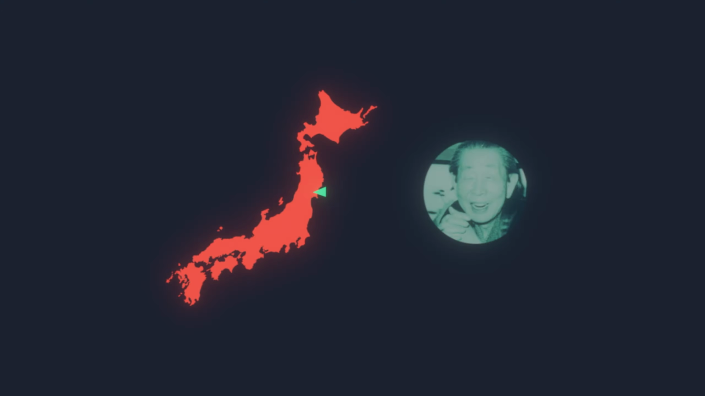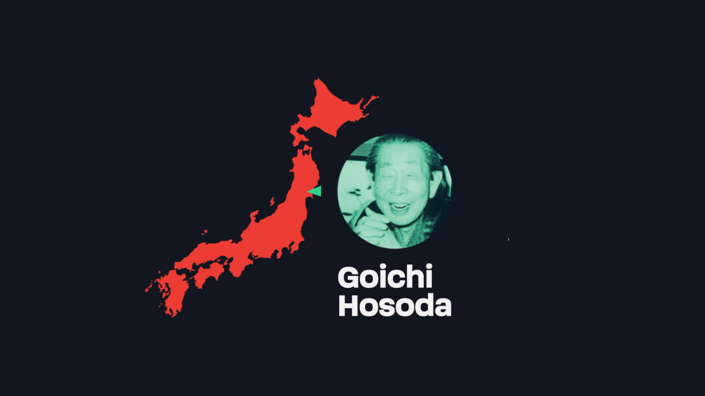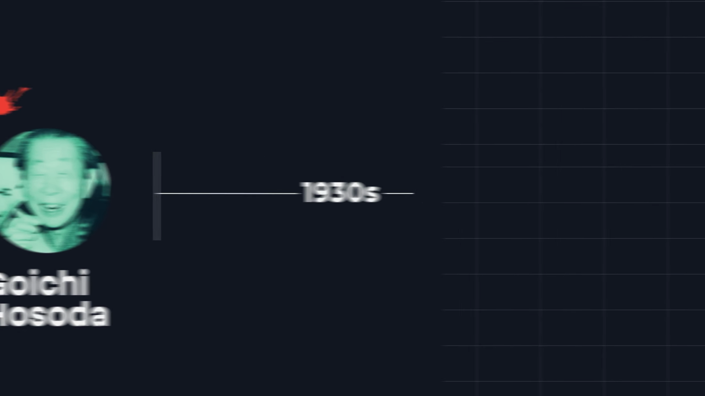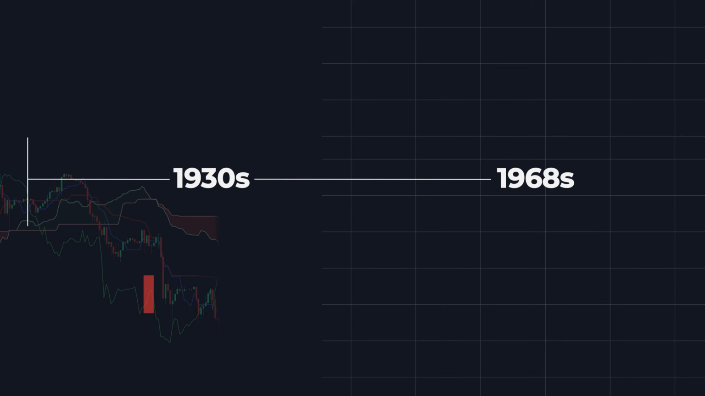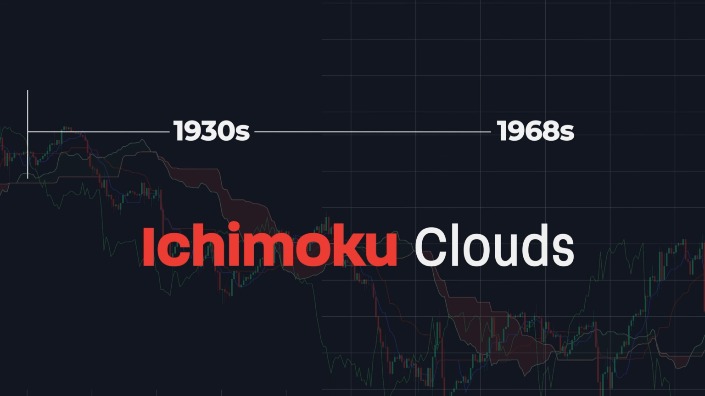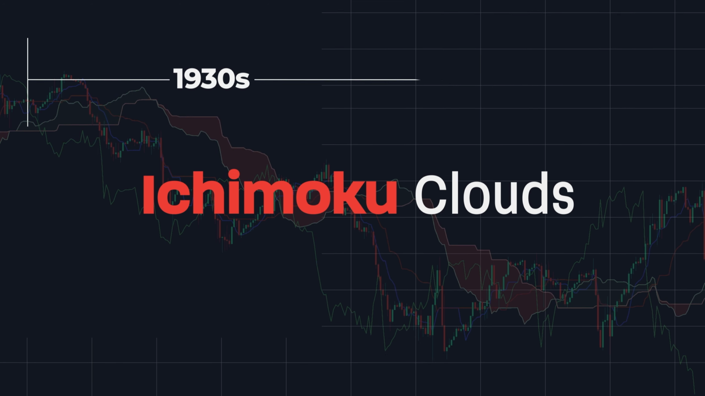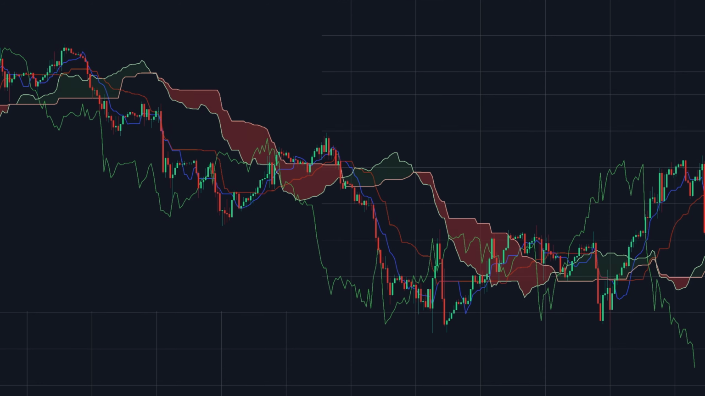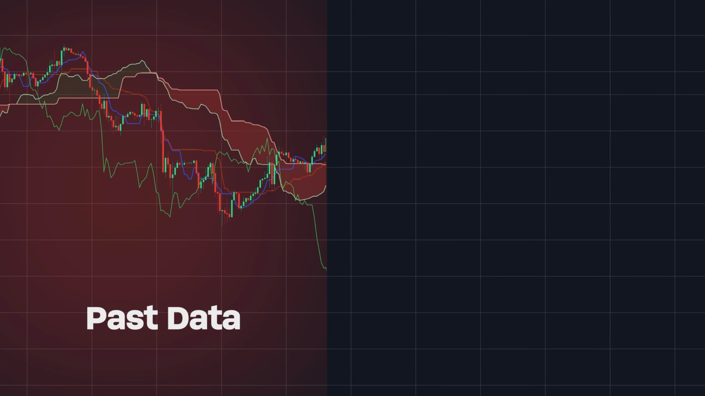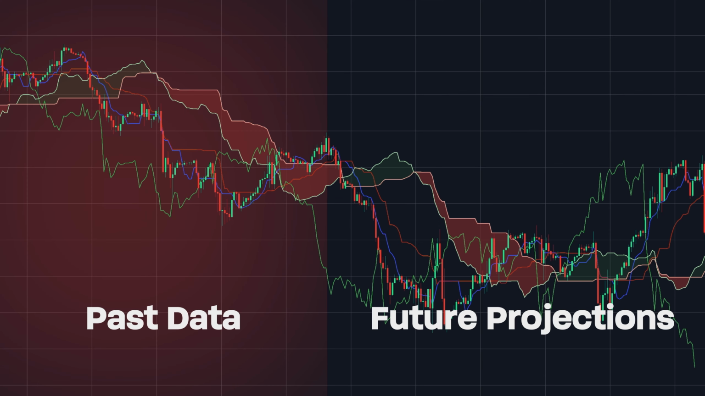At least that's what a Japanese trader named Goichi Hosoda did in the 30s, developing over 30 years a technique called Ichimoku clouds. This technique is extremely powerful because it uses space data and future market projections to create more accurate and profitable moving averages.